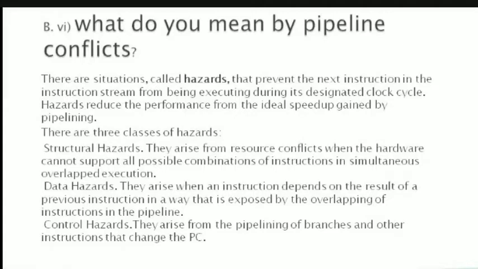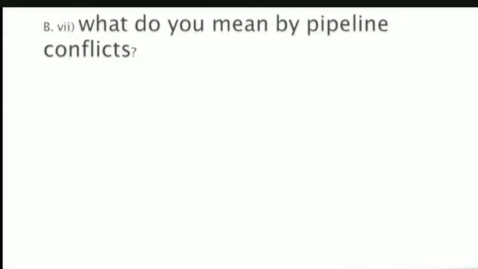So there are three types of hazard. One is structural hazard, which arises from resource conflict when the hardware cannot support all possible combinations of instructions in simultaneous overlapped execution. Data hazard arises when an instruction depends on the result of a previous instruction in a way that is exposed by overlapping the instructions in the pipeline. Control hazard arises from the pipelining of branches and other instructions that change the PC. PC means program counter. So these are the concepts of hazards.